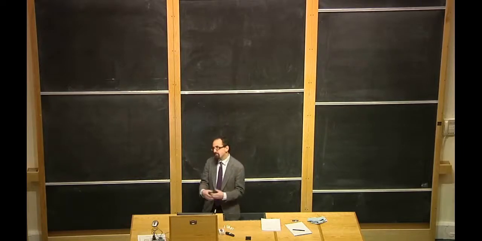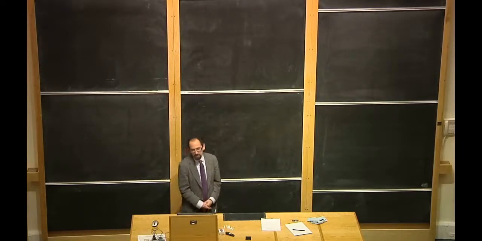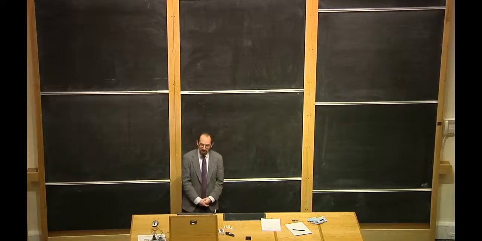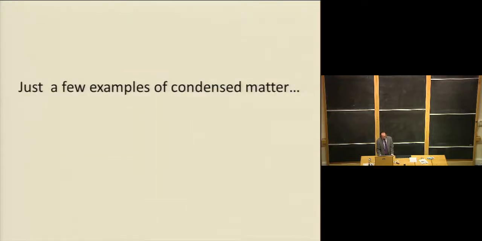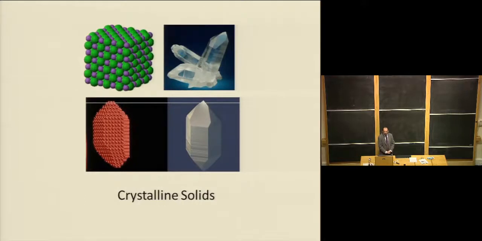And so it seems appropriate that we do a little bit of an obligatory tour of some of the types of condensed matter that we're not actually going to focus on, but that are out there and are worth knowing at least that they exist. So here are just a few examples of condensed matter physics. This is the one type of condensed matter physics we are going to study, the crystalline solids, and I'll have a whole lot more to say about crystalline solids later on.